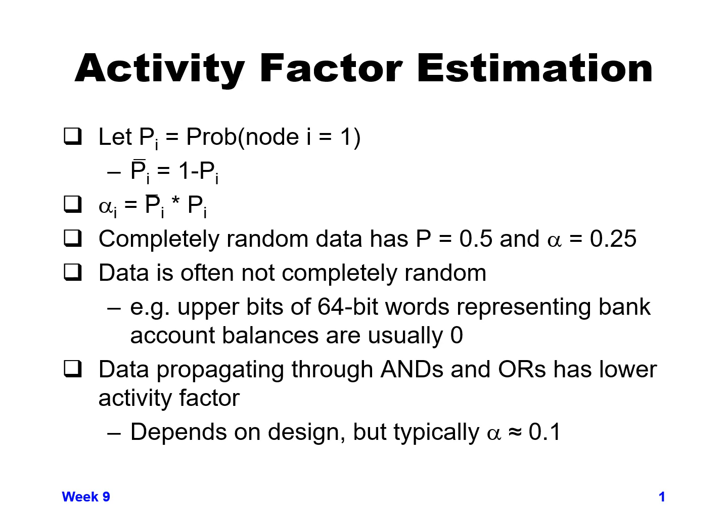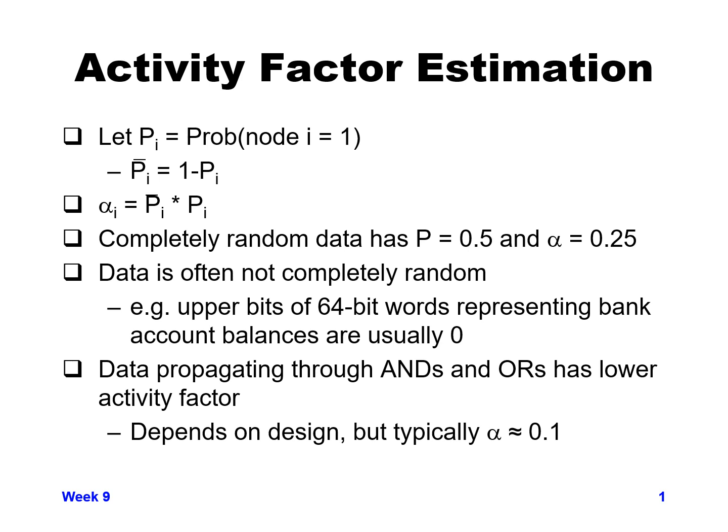Now, often data isn't completely random. So for example, in the upper bits of a 64-bit word representing something like bank account balances, usually they're always 0 and they'll stay 0 almost all the time. So things like that happen where a lot of data has an even lower probability than random data.